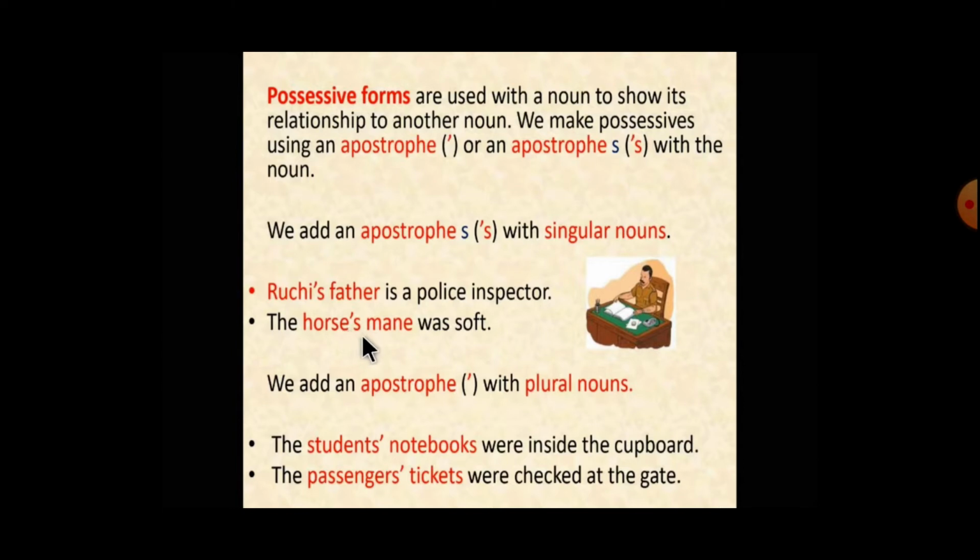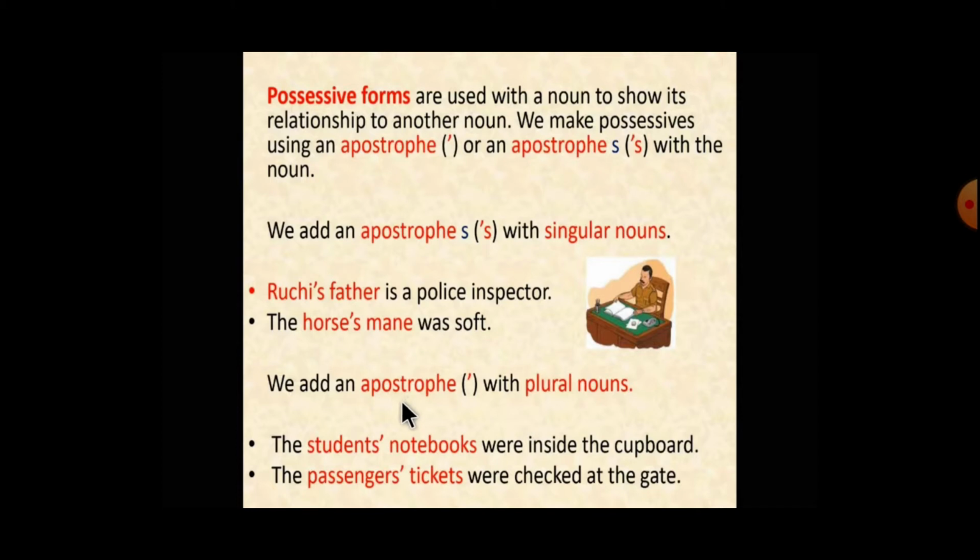So here mane means the hairs which are grown near the area of the neck of a horse, that is called mane. So the horseman was shocked. So here we put apostrophe and s for the singular nouns. Then one more, we add an apostrophe with plural nouns only.